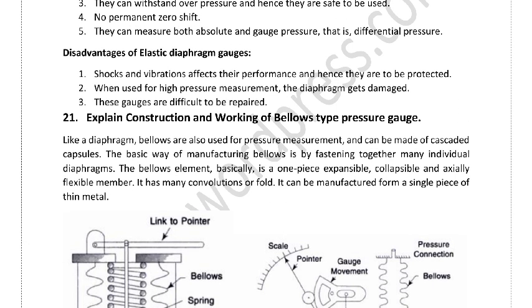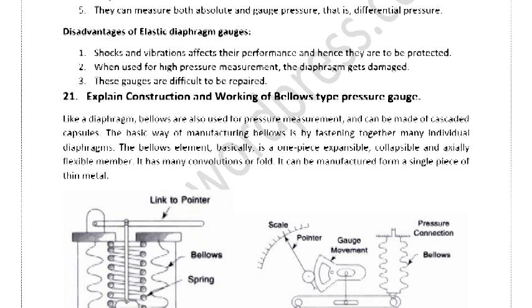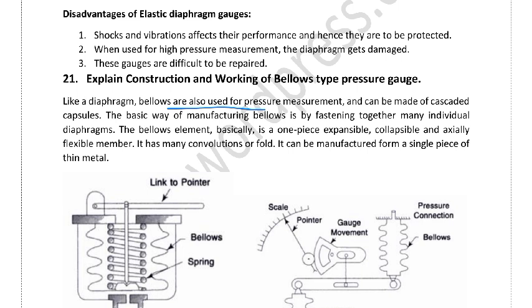Then we will discuss the working principle of bellows. Like a diaphragm, bellows are also used for measurement of pressure, and they can be made by cascading capsules. Metallic diaphragms are made of more than one capsule, but here pressure cascading is not there. It is made by cascading capsules.